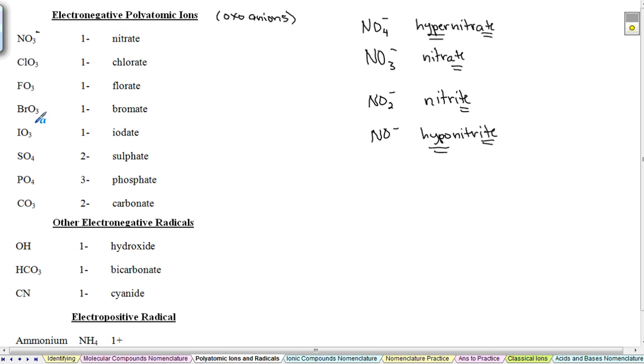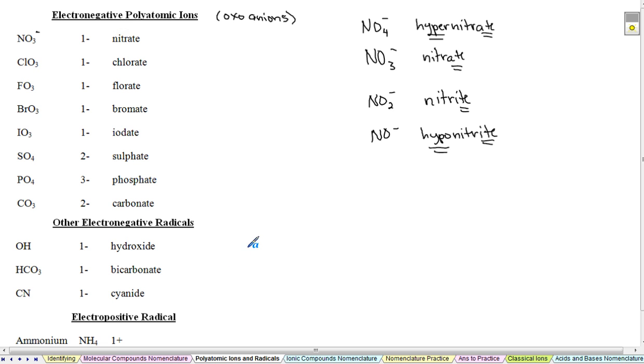A good chunk of them have 3 oxygens. But then we have our sulfate and our phosphate, that have 4. And so, if you can just remember that all of them normally have 3, except for sulfate and phosphate, which have 4, maybe that will help you out as you go through this. You don't have to worry about hydroxide gaining or losing oxygen. Bicarbonate can definitely happen, but cyanide, you don't have to worry about that.